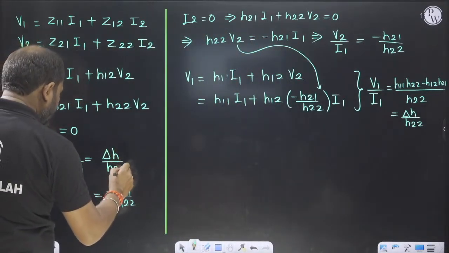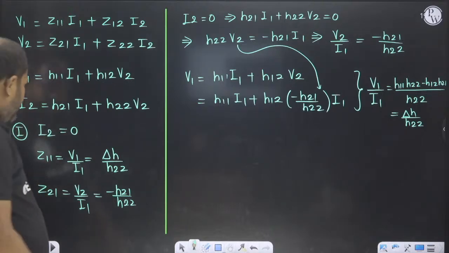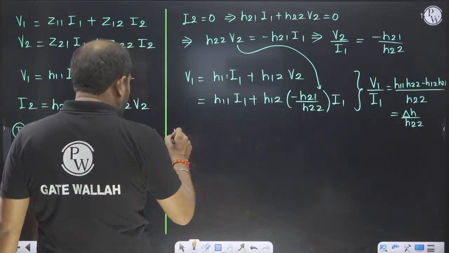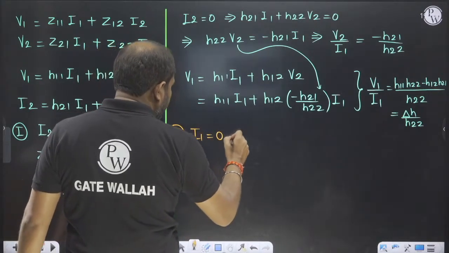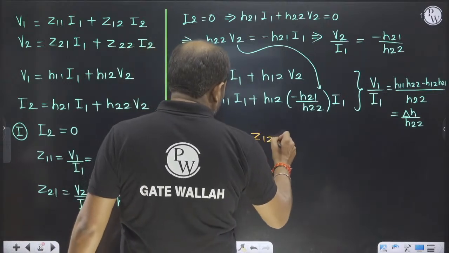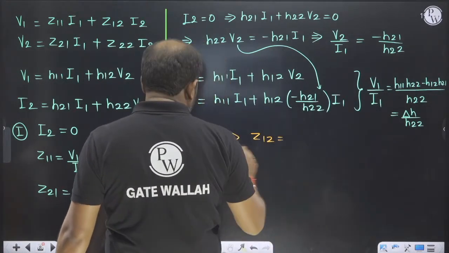Yes sir. So this is our Z parameter, Z11 and Z21. Then I will make I1 equal to 0. Second case, I1 is equal to 0, what will happen? Then there are two parameters, Z12 and Z22. I will do it on the next page.